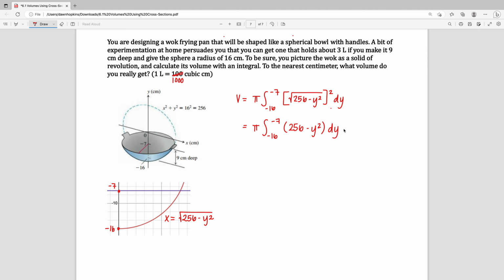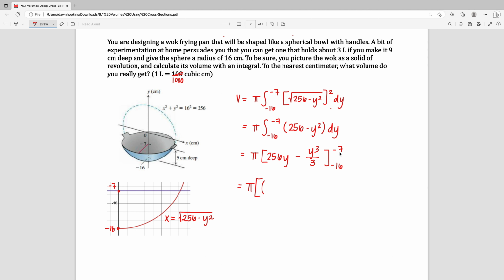Integrating this, we end up with 256y minus y cubed over 3, from negative 16 to negative 7. From here on out, it's going to be a lot of arithmetic to get the answer. And I'll start it out and then I'll go straight to the answer. I do have it worked out in more detail in my notes that are posted to BlazeView though.